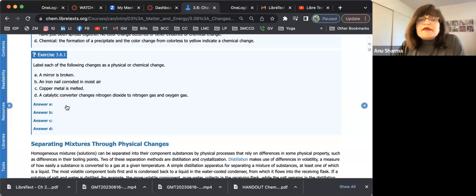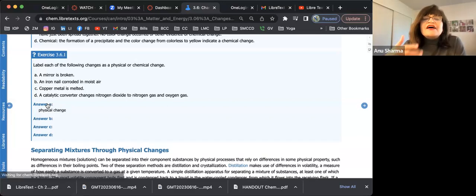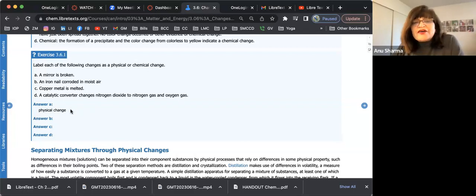So no matter how many pieces of mirror you see in this broken form, each piece will still have a mirror in it. And you can still say, okay, this is a part of the mirror, but nonetheless, it is a mirror. So the property did not change. It's just the size and the look that change. So this is a physical change. Even though it's going to be very difficult to go back and mend the mirror, it's still a physical change.